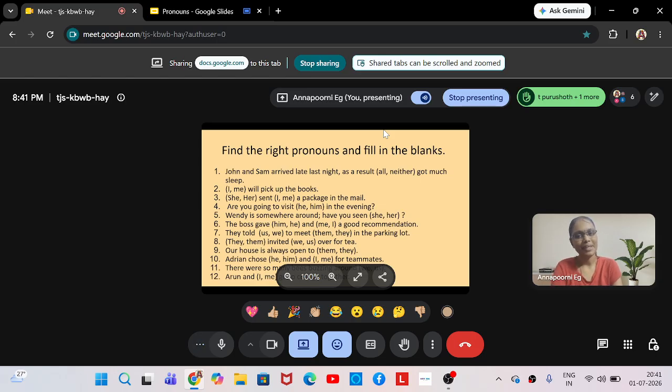Savitri ma'am, can you try the third one? She sent me a package in the mail. Very good. Super. Shabna, can you try the fourth one? Are you going to visit him in the evening? Perfect. Very good. Sairam, fifth one. Wendy is somewhere around. Have you seen her? Very good.